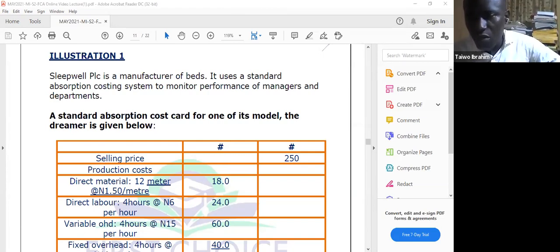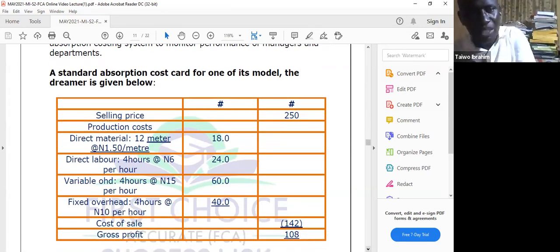To monitor performance of managers and departments. Now, a standard absorption cost card for one of their products, the dreamer, is given below. They are now given information about one of their products.